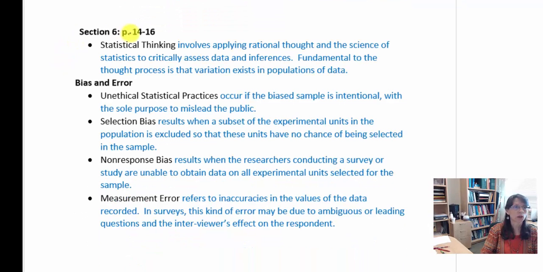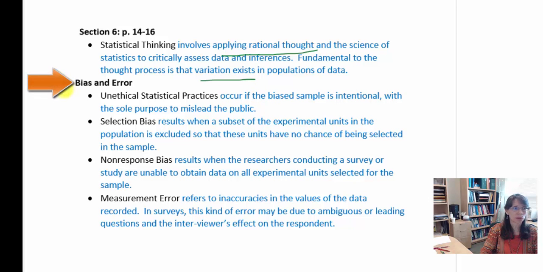In Section 6, we're thinking more about statistical thinking. What is involved with statistical thinking? That involves applying rational thought and the science of statistics to critically assess data and inferences. Fundamental to the thought process is that variation exists in populations of data. So we don't expect exactly the same results with every single sample that's taken, but there should be similarities, and it should be a reliable sample.